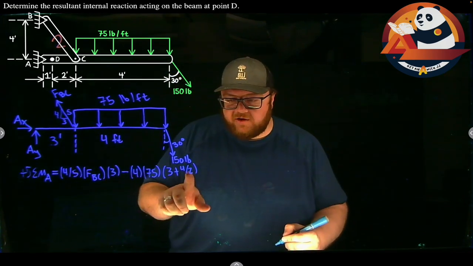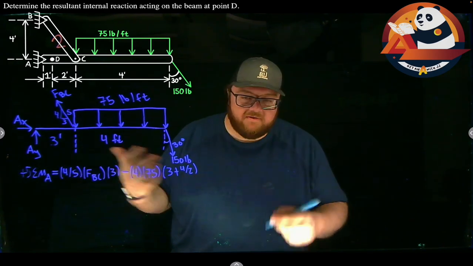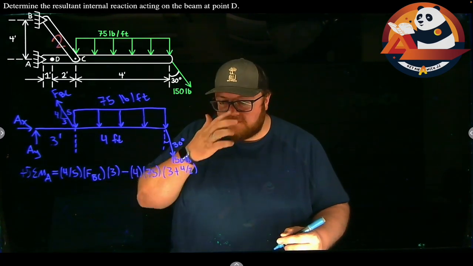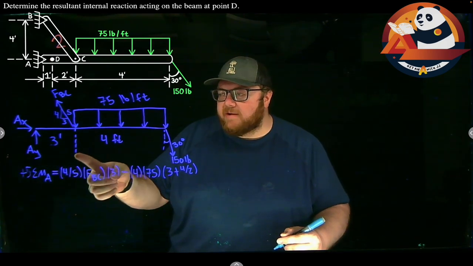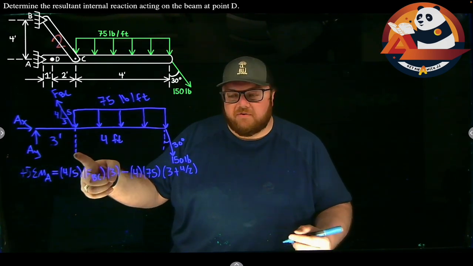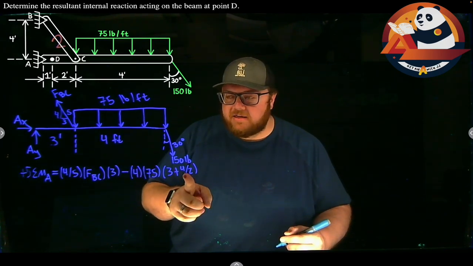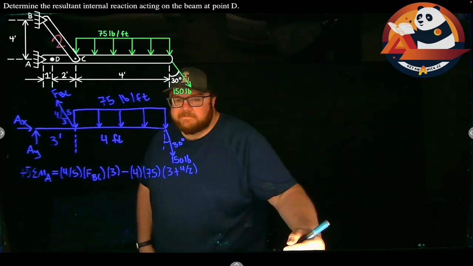Or I can just write that as 3 plus 2, or I'd be fine if people just put in 5 in there. I'm separating it out just to make it a little bit easier to see where my numbers are coming from. 3 gets me from A to the beginning of the distributed load. For a rectangle, we go to the middle, so halfway into it from there. 3 plus half of 4 gets me to that midpoint.